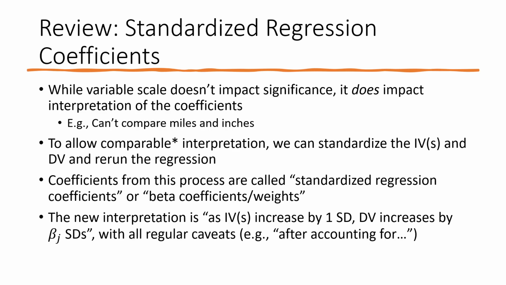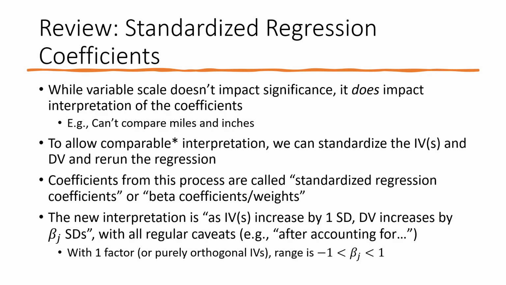The new interpretation of these coefficients is as the independent variable increases by 1 unit, the unit now being a standard deviation, the dependent variable increases or decreases by the beta units. And again, the dependent variable is now also in standard deviations. So as the IV increases by 1 standard deviation, the DV increases by beta standard deviations. This is true with all the regular caveats. So if we have multiple independent variables in there, it's after accounting for all of the other variables.